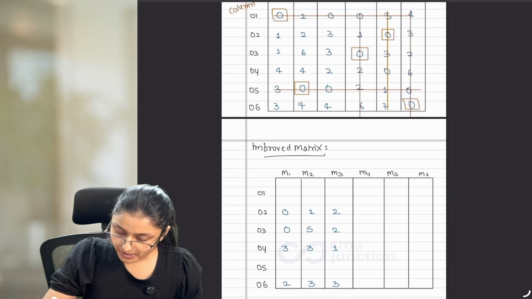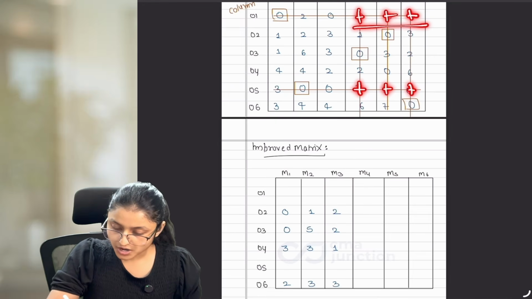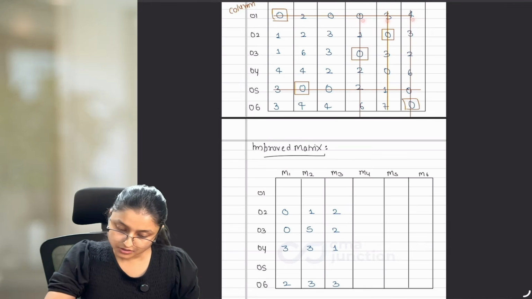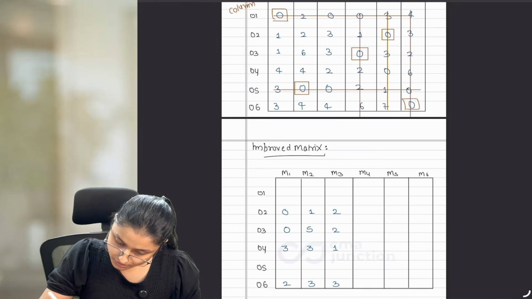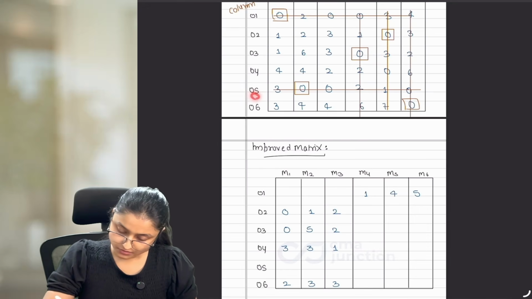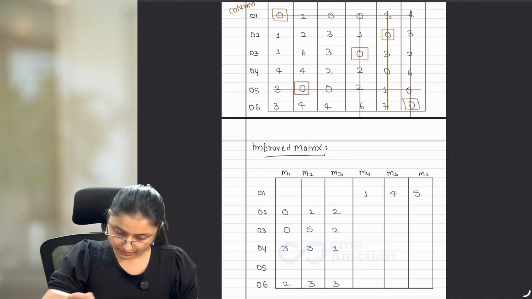Now the points where the intersection of the lines is happening. So it's happening in these 6 places. Here you have to add 1. So 0 3 4 will become 1 4 5 in the first row. Then in the fifth row, 2 1 0 will become 3 2 1.